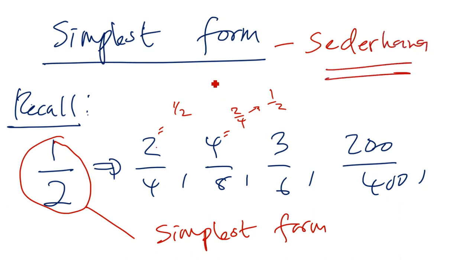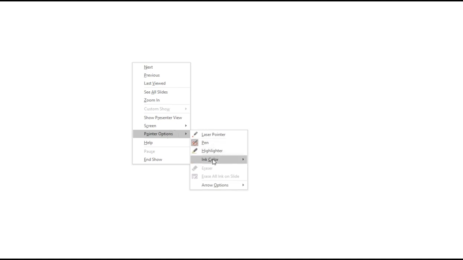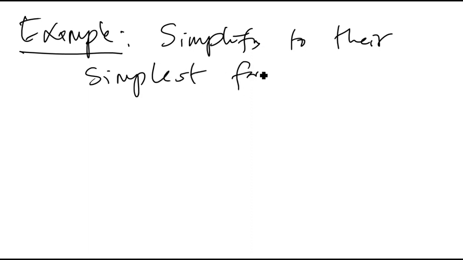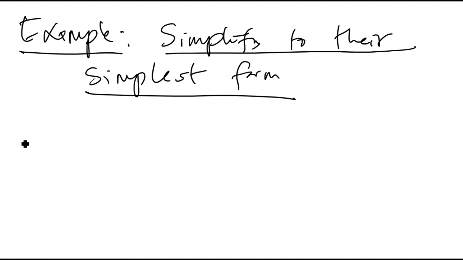So, that is that. So now let's see examples. Simplify to the simplest form. Let's say number 1. Number 1, you have 16 over 24.